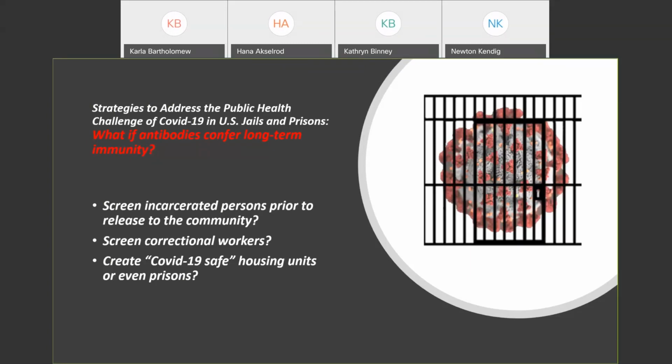Should we screen persons prior to release to the community to make sure they're not contagious? Should we screen correctional workers to both protect the workers and to protect incarcerated patients? And will it allow us to create COVID-19 safe housing units or even prisons? And also, will these units or prisons even evolve naturally over time with herd immunity if we're seeing the kind of widespread transmission that was evident in Ohio and Michigan?